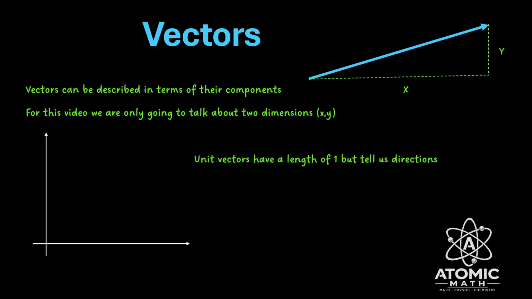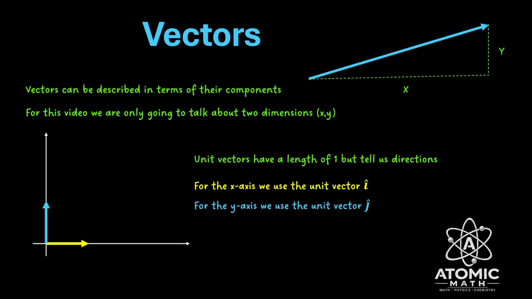Vectors are represented by unit vectors. A unit vector has a length of 1, but a specific direction. For the x-axis, we use the unit vector i. You can see it down there in yellow, and it has a size of 1, but it points in the direction of the x-axis. For the y-axis, we use the unit vector j. You can see that one in blue. Again, it has a size of 1, but it gives us the direction of the y-axis. And we can describe any vector in terms of these two unit vectors.